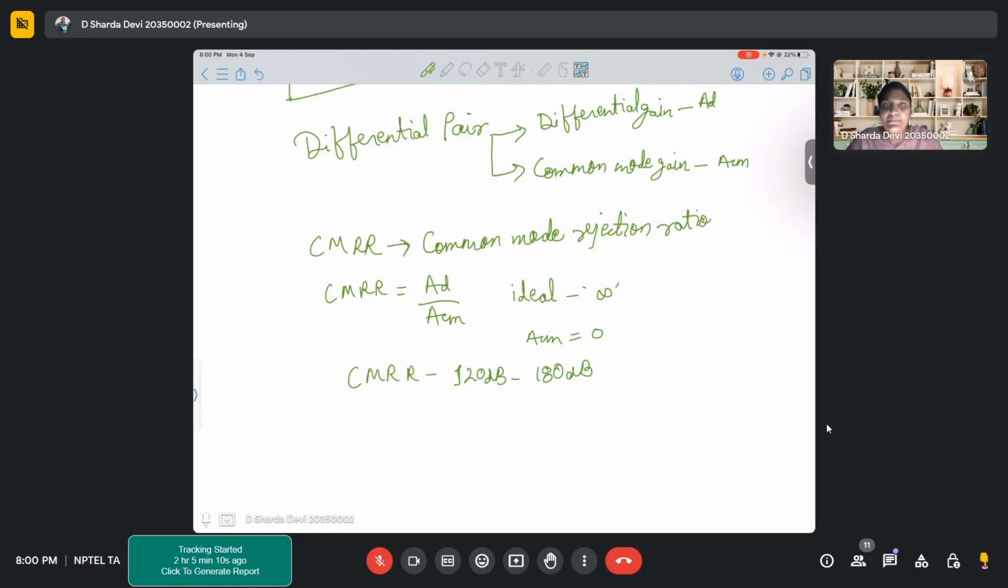So means at the first stage of when I'm designing the amplifier, we should focus more on how I can reduce the ACM, right? Yes. When you are designing, let's say, an op amp, you should not worry about the differential gain at the first stage. Correct, correct.